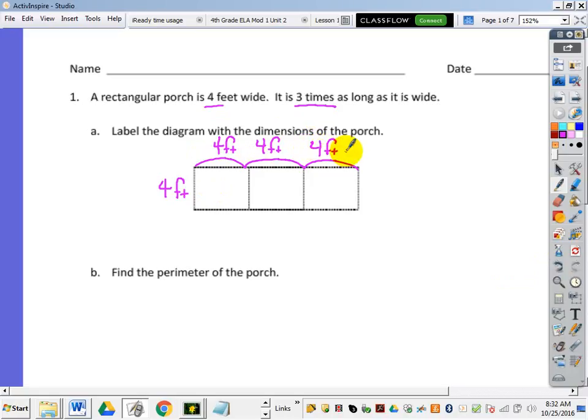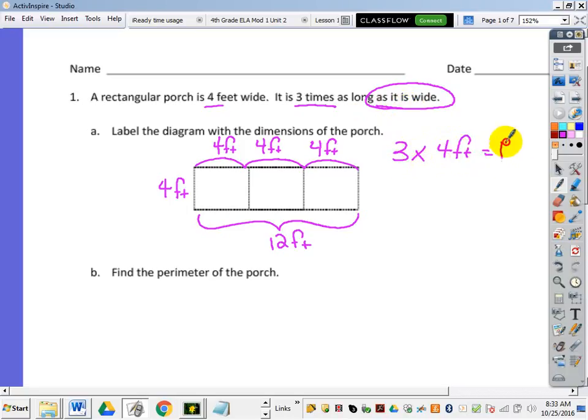Okay. Label the diagram with the dimensions of the porch. So it's 4 feet by, what would we call the overall length then? 4 times 3? 12. 12 feet. It's kind of like an array, right? How many people get that? The wording is a little tough. 4 feet wide, and it's 3 times as long as it is wide. So it's 3 times as long as the 4 feet. And that equals the 12 feet.